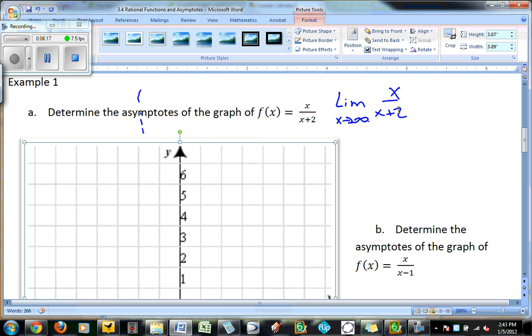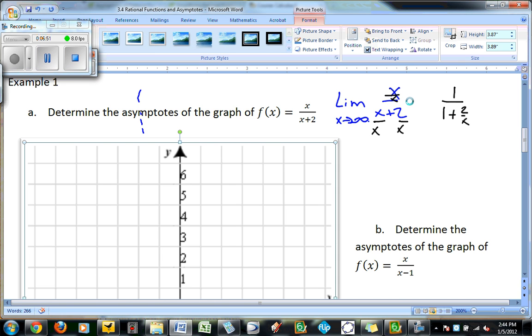My shortcut is this. I'm going to take the limit as x approaches infinity, which means I'm going to divide by the highest power of x. The highest power of x is x to the first power. So I'm going to divide every single thing by an x. x divided by x is 1. And on the bottom, x divided by x is 1, plus 2 all over x. And we already know that the limit is 1. We did that with our calculator, and we noticed that the values are getting really close to 1.